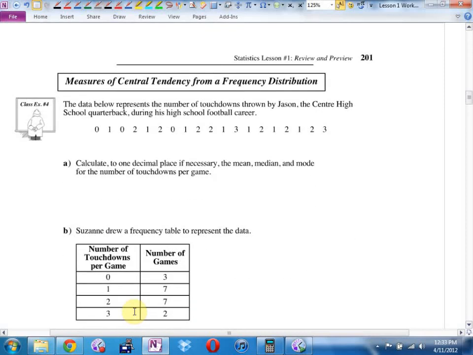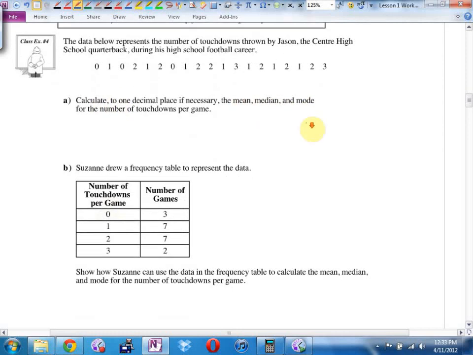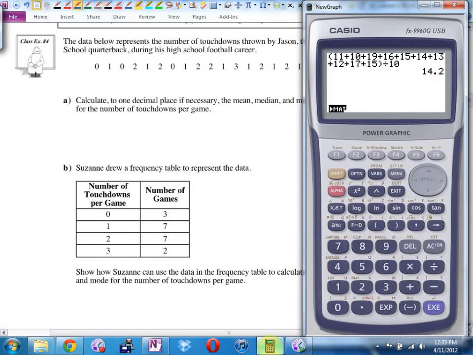Okay. So it says this. The data below represents the number of touchdowns thrown by Jason, the high school quarterback, during his high school football career. It says calculate the mean, the median, and the mode. You know what? Let's use the technology. Suzanne already did a frequency chart for us. Let's bring out our graphing calculator.